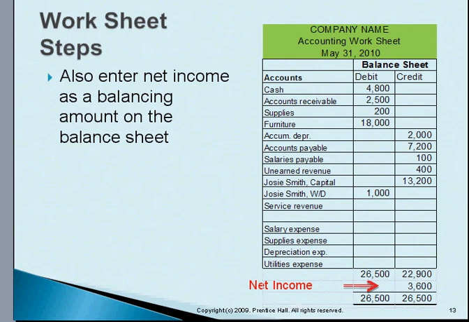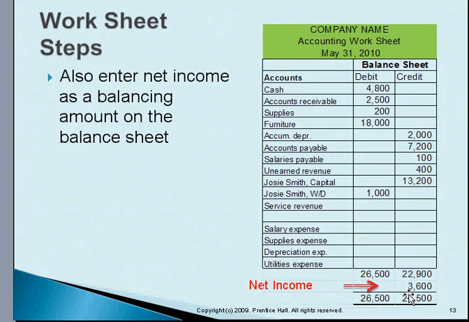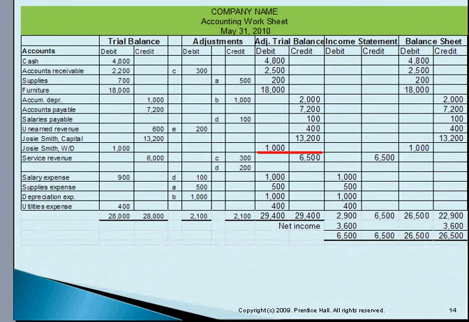Okay, so the debit amount on the income statement is equal to the credit amount on the balance sheet. So that's what our completed worksheet would look like once we put in the net income and we have the credit over here to the $3,600.